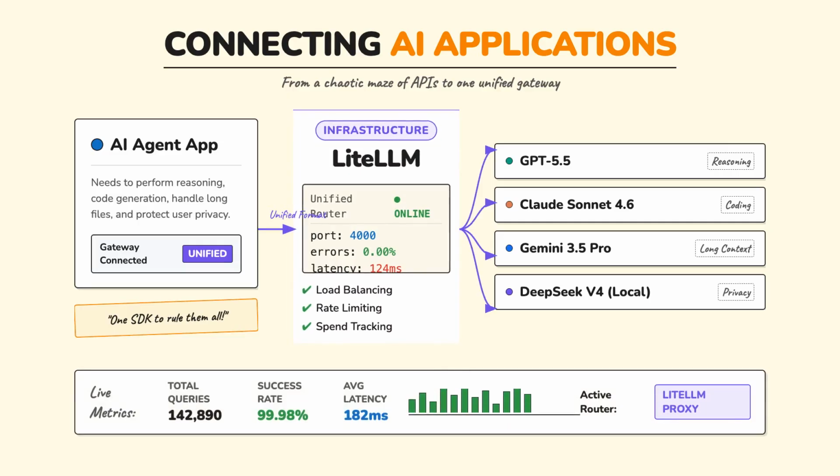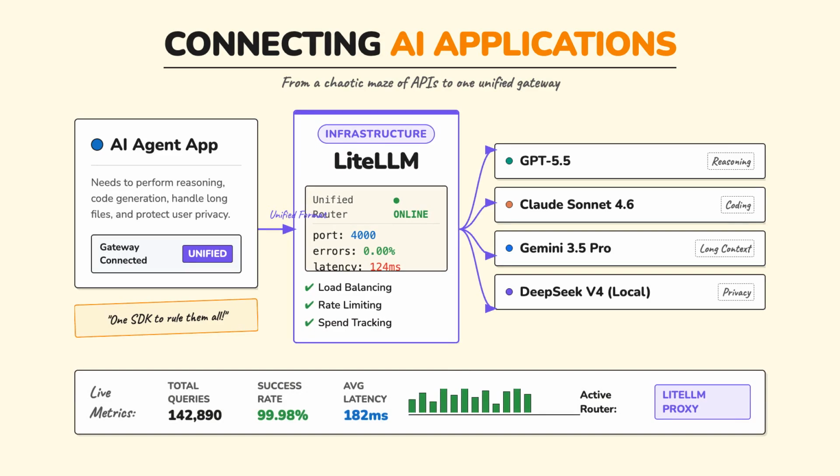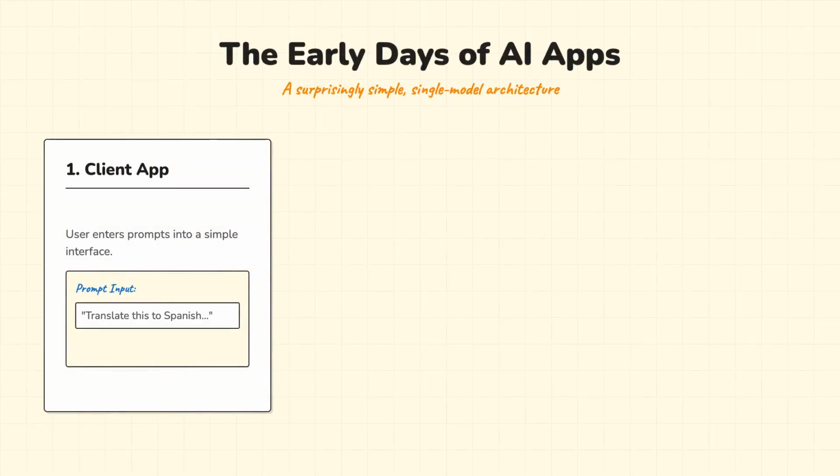LiteLLM has quickly become one of the most important infrastructure layers in the AI ecosystem, acting like a universal gateway between AI applications and hundreds of language models. In this video, we'll explain what LiteLLM is, why it matters, and why AI agents increasingly depend on systems like this behind the scenes. In the early days of modern AI apps, things were surprisingly simple.